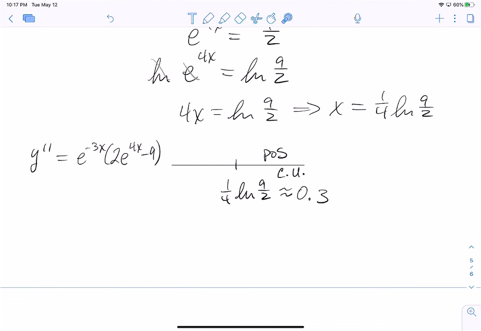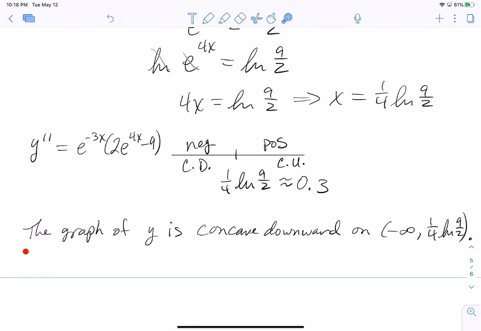To the left of this value, 1/4 times the natural log of 9/2, I'm going to pick a test point of 0. That brings e to the negative 3x to be a 1. And then here we have 2 times 1 minus 9. That's a negative result. And so to the left of our point of interest, we have a negative second derivative, and so the graph is concave down.